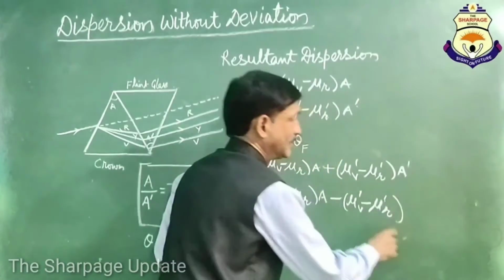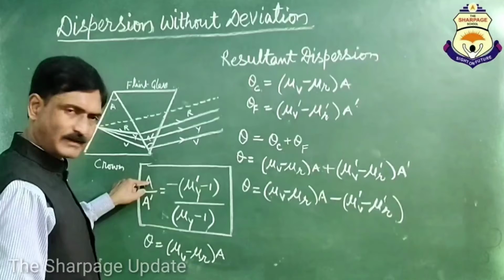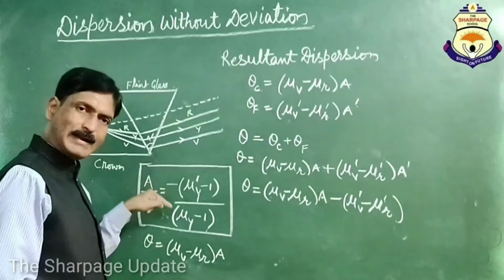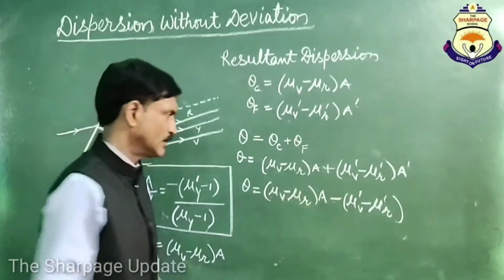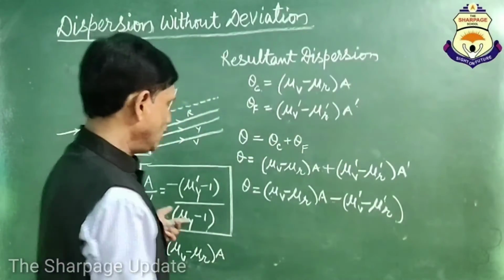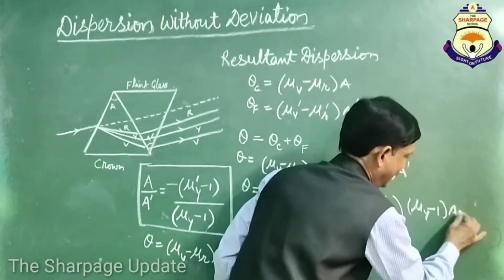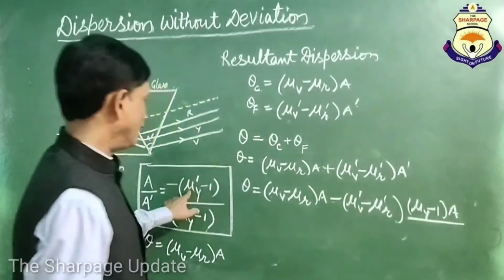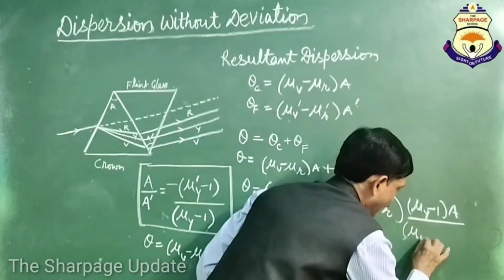r dash, the value of a dash with the help of this relation, mu y minus 1 into a upon mu y dash minus 1 with negative sign, and I have put the negative sign here. So the value of a dash is mu y minus 1 into a upon mu y dash minus 1.